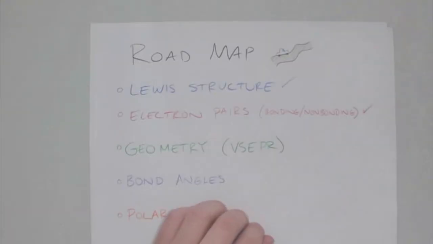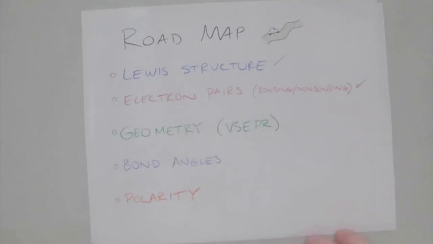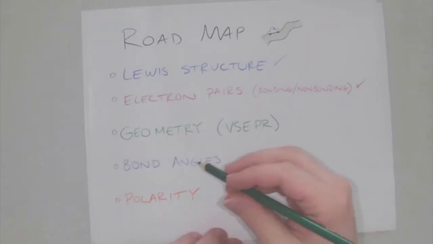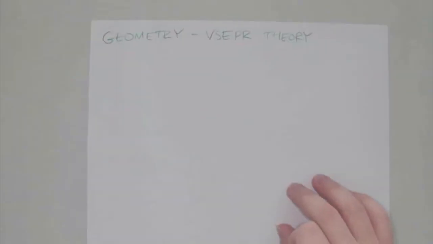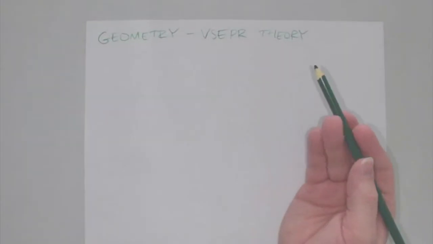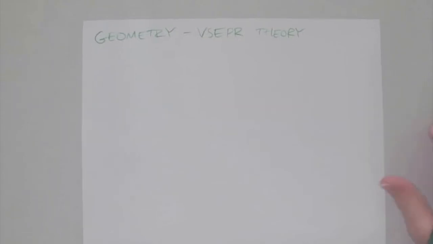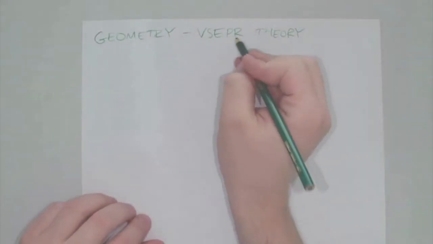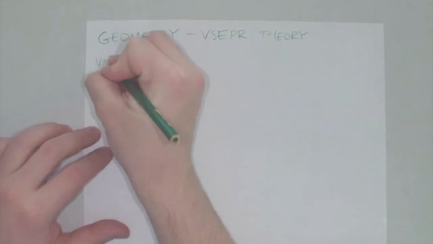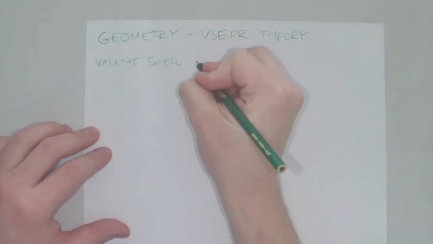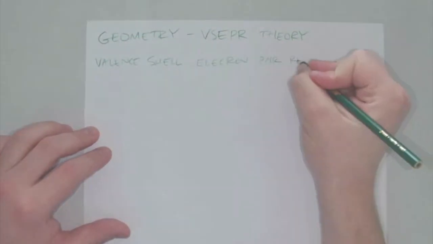So now that we've looked at electron pairs, we can go ahead and focus on the geometry of molecules using what's called VSEPR theory. Now, what is VSEPR? Are we talking about those little Italian scooters? No, we're talking about VSEPR, which stands for valence shell electron pair repulsion.